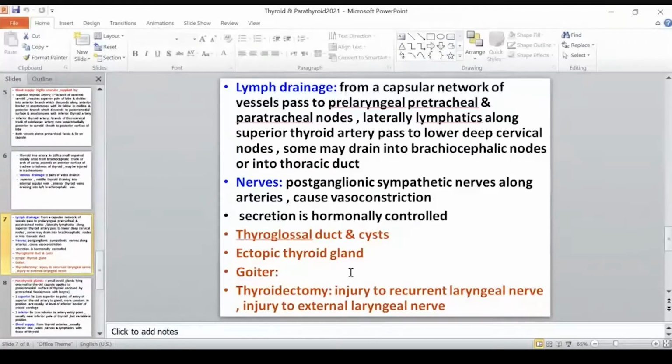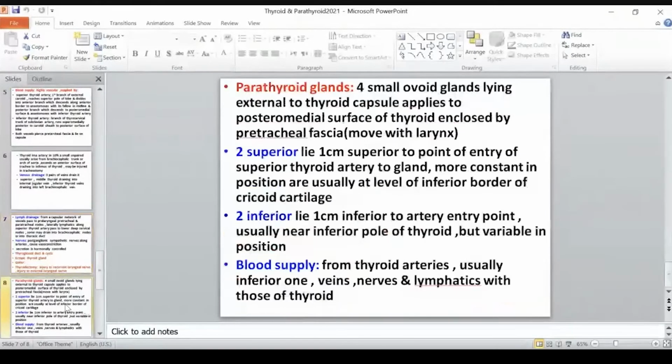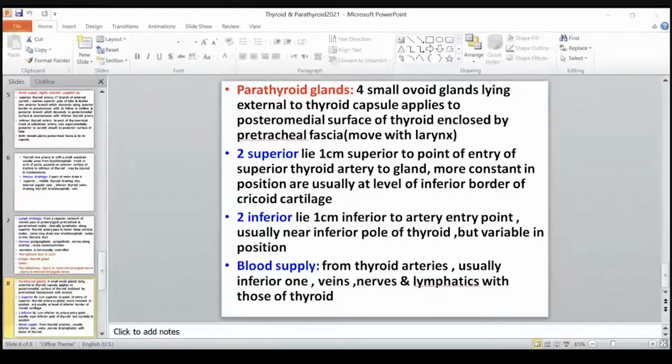And whenever we do thyroidectomy, we should do it subtotal, not total or complete removal of the thyroid gland. We do subtotal to preserve other endocrine glands which are present within the thyroid gland, and these are the parathyroid glands. So by now we have finished with the thyroid gland. Now we pass to the other endocrine glands present in the neck, and these are the parathyroid glands.